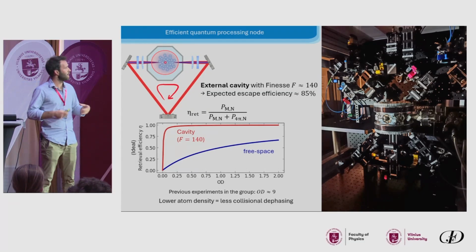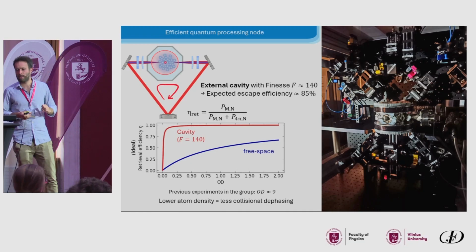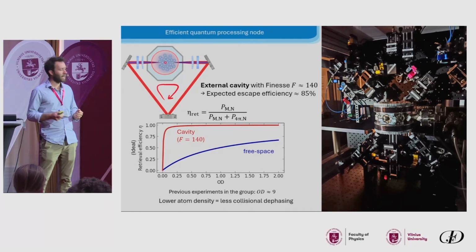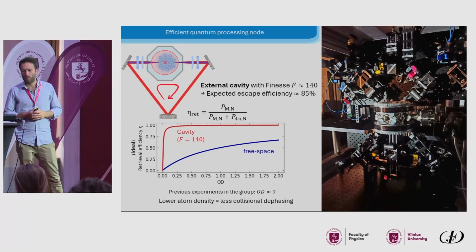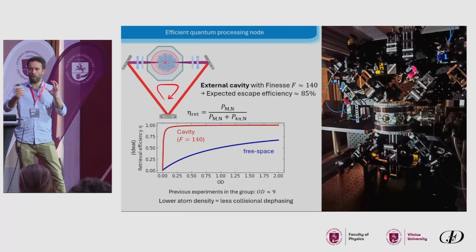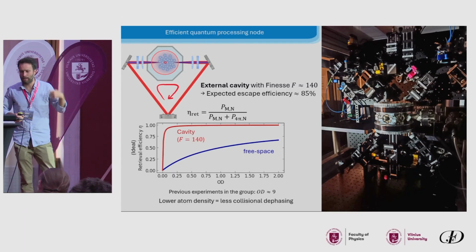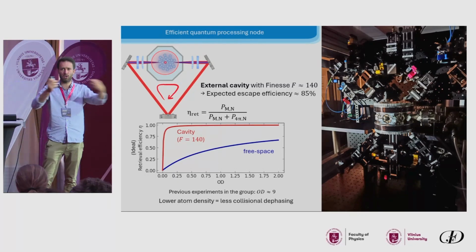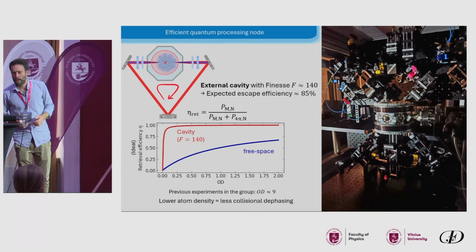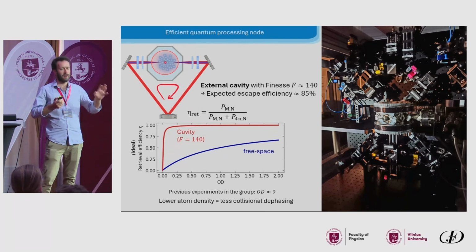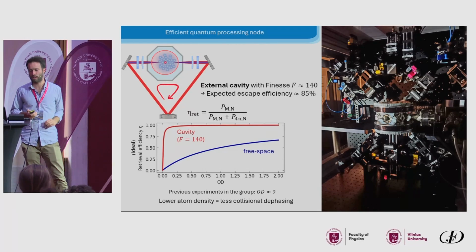We have designed a pretty high finesse cavity for this type of system, which would allow us to work at very low optical density of the cloud, with only a few hundred atoms. At this low density, we can already saturate the retrieval efficiency, meaning the emission of photons in the mode compared to the emission in free space. And this allows us to have a slightly better and more efficient system.